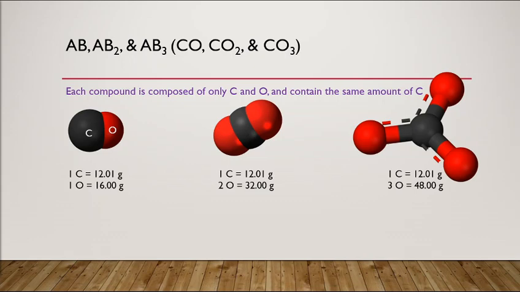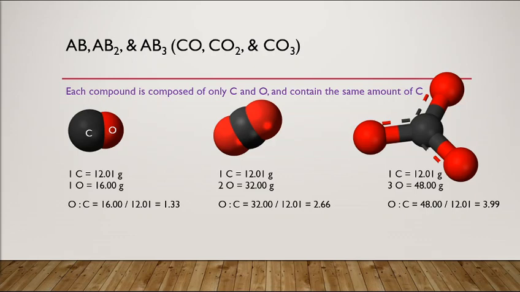To check that, we look at the oxygen to carbon ratio. In the first one, 16 divided by 12.01 gives you 1.33. Then in carbon dioxide, we have 32 divided by 12.01, which gives you 2.66. In this third make-believe carbon trioxide, we get an oxygen to carbon ratio of 3.99. If you take a look at these ratios, what is the relationship between 1.33 and 2.66? Don't pull out a calculator.